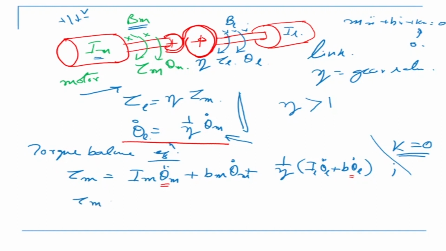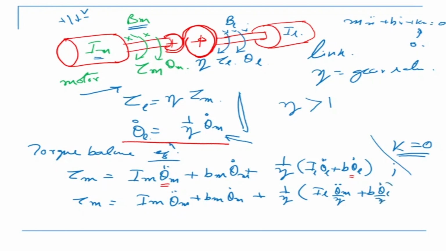Tau M is equal to Im theta m double dot plus Bm into theta m dot plus 1 by zeta into, theta L double dot would mean IL into theta m double dot by zeta, plus B into theta L dot by zeta. If I differentiate this again, I get theta L double dot is equal to 1 by zeta theta m double dot.